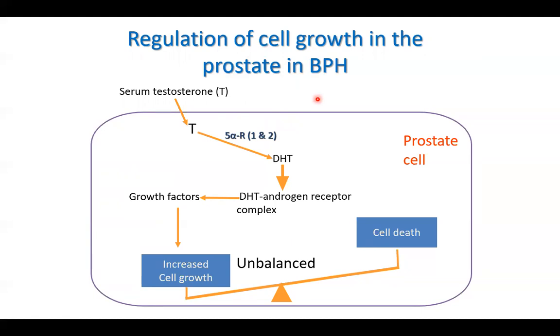So this testosterone is converted to dihydrotestosterone, which is more potent, less potent? More potent, huh? And that DHT and androgen receptor complex stimulates certain growth factors, like some gene expression and growth factor production that increases the cell growth. So there's always a balance between cell growth and cell death. So this is tilted in favor of cell growth.